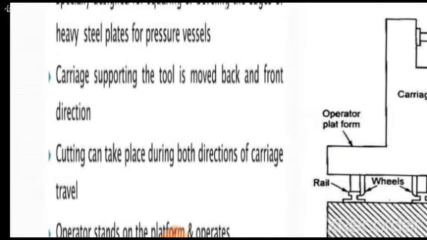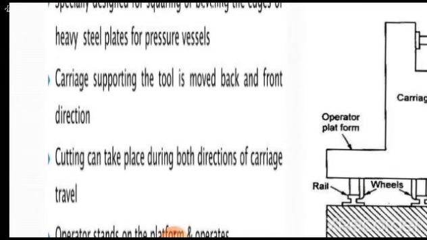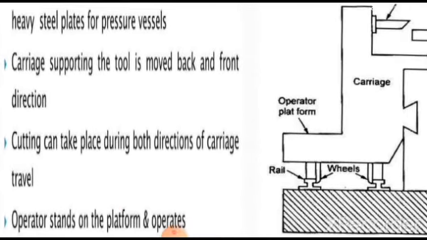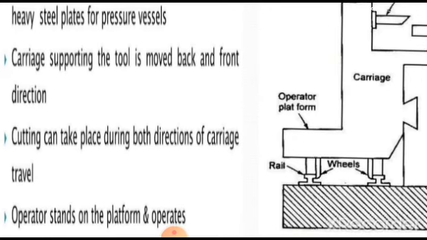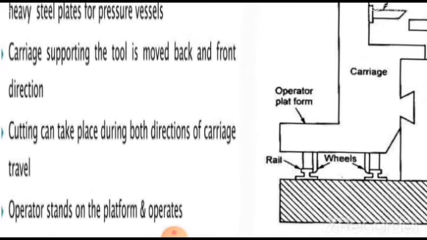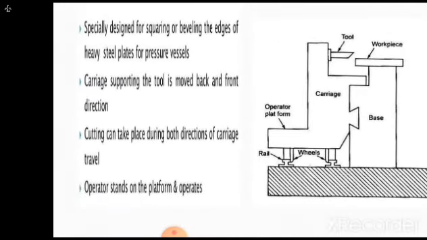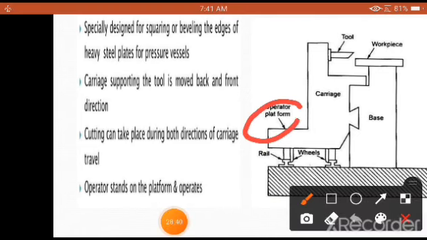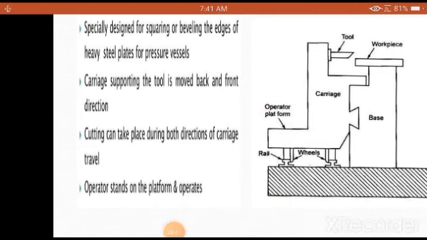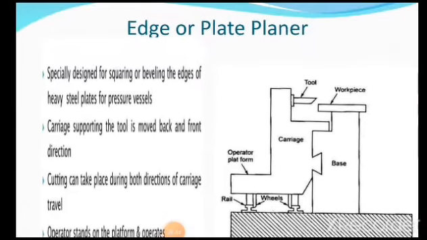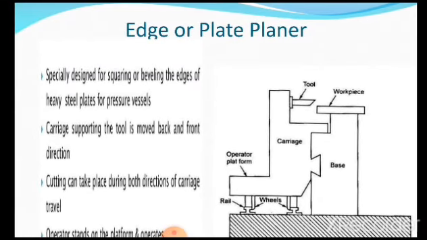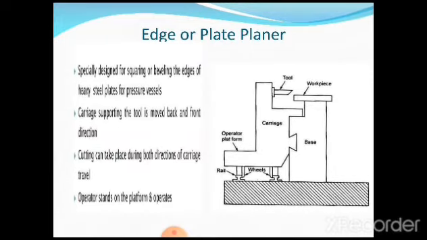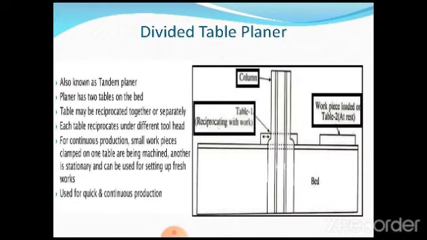Cutting can take place during both directions of the carriage travel. The carriage is made to move, and the machining is done both ways, whether it is the cutting stroke or the return stroke. The operator stands on the platform and operates. As you see there, the operator stands here and operates the machine. Such a planer is used basically for planing pressure vessels.